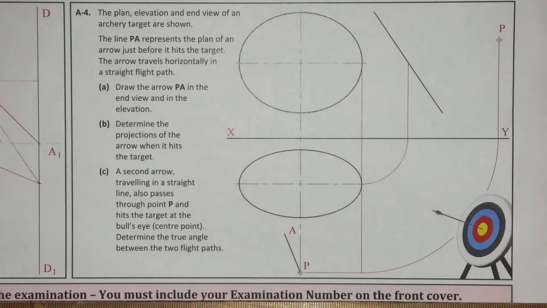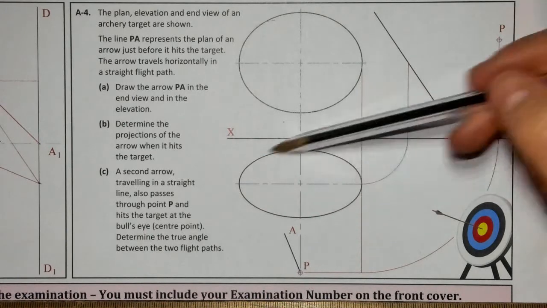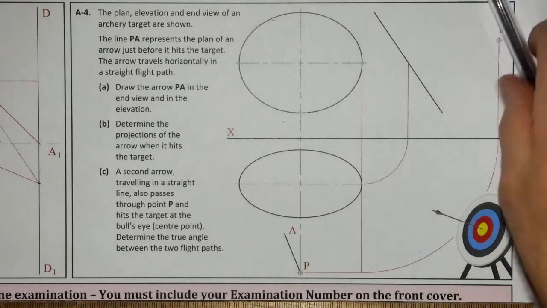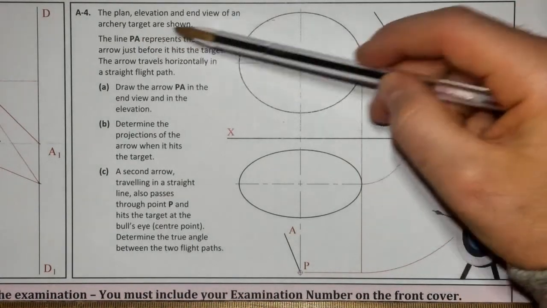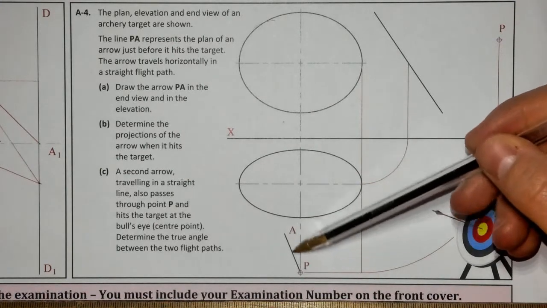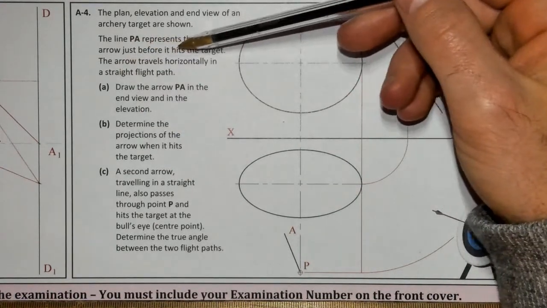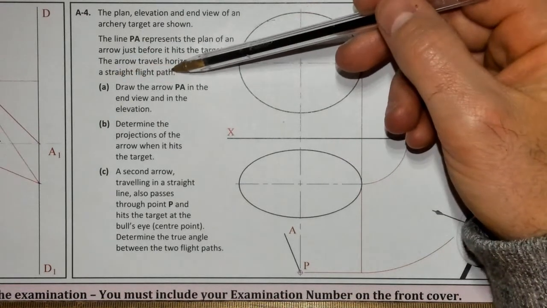So the last question here, guys, it says A4, the plan, elevation and end view of an archery target are shown. So we can actually see the target is here, okay, so we've got the elevation here, we've got the plan view here, which would nearly be seen as an ellipse, and then in the end elevation we're seeing it as an edge. The line PA represents the plan of an arrow, so we can see the plan view of an arrow, just before it hits the target. The arrow travels horizontally in a straight flight path.